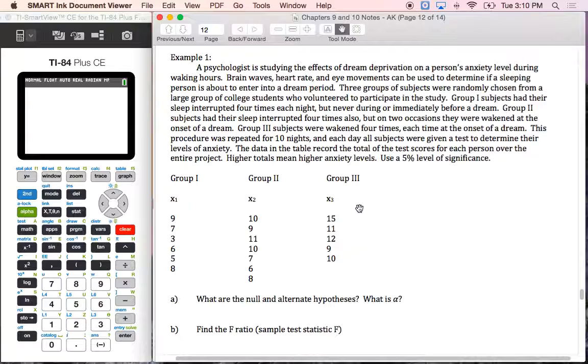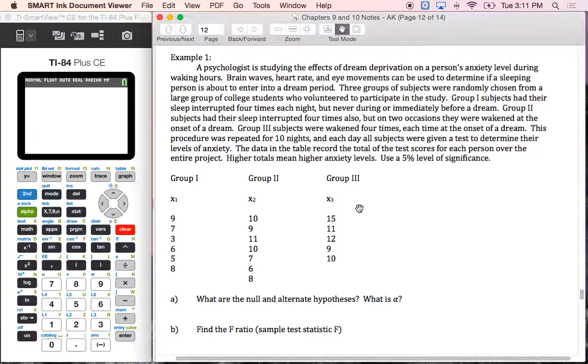Okay, so here we've got a psychologist studying the effects of dream deprivation on a person's anxiety level during waking hours. Brainwaves, heart rate, and eye movements can be used to determine if a sleeping person is about to enter into a dream period. 3 groups of subjects were randomly chosen from a large group of college students who volunteered to participate in the study. Group 1 students had their sleep interrupted 4 times each night, but never during or immediately before a dream. Group 2 subjects had their sleep interrupted 4 times also, but on 2 occasions they were awakened at the onset of a dream. Group 3 subjects were awakened 4 times, each time at the onset of a dream.